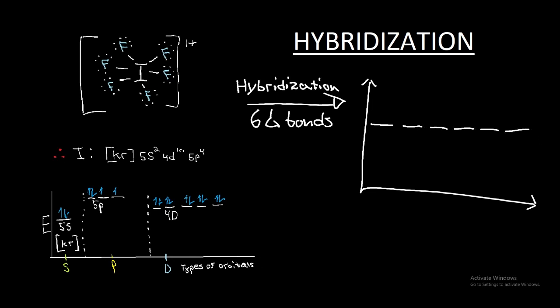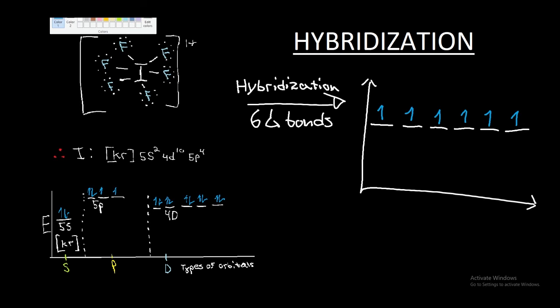Now in hybridization, we represent sigma bonds as 1 electron. Lone pairs represent 2 electrons, and coordinate covalent bonds also represent 2 electrons. But in this case, all we have is sigma bonds. So for all 6 of these lines, we are going to fill it up with 1 electron. Now finally, all we have left to do is to name the actual hybrid orbital.